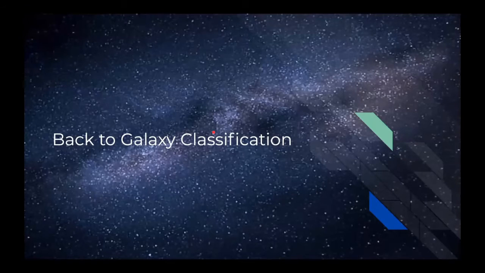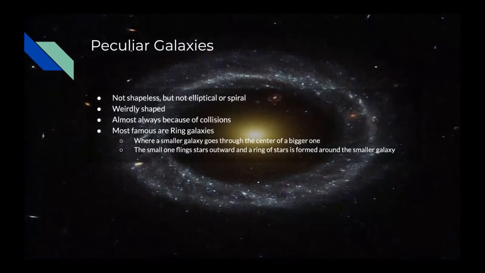Moving back to classification, this is the peculiar galaxies. Now, what does peculiar mean? It means weird or not correct per se. So why are they called peculiar though? They're not exactly shapeless, but at the same time, they are definitely not an elliptical galaxy or a spiral galaxy. They have a shape that's very weird. And they're almost always because of collisions.